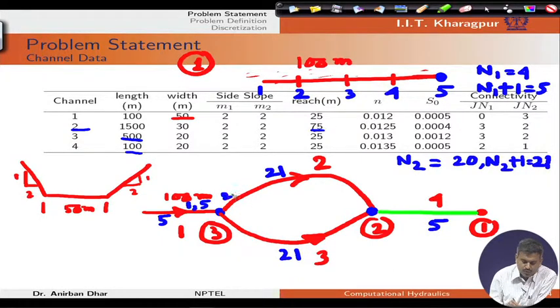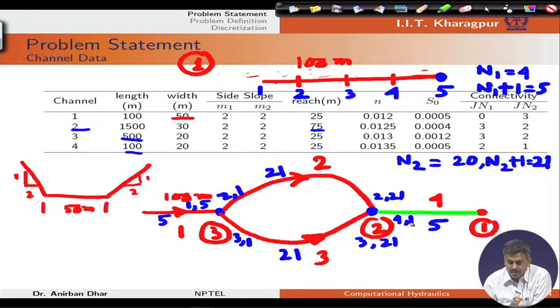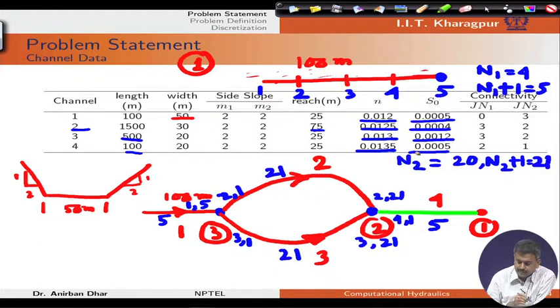In this case 2 1 is there, in this case we have 3 1, at this junction we have 2 21, in this case we have 3 21, and end point or starting point for channel reach 4 we have 4 1. So, this is the basic information for our channel network. We have different N values for different sections, and slopes are also different. And the last one is our channel connectivity.